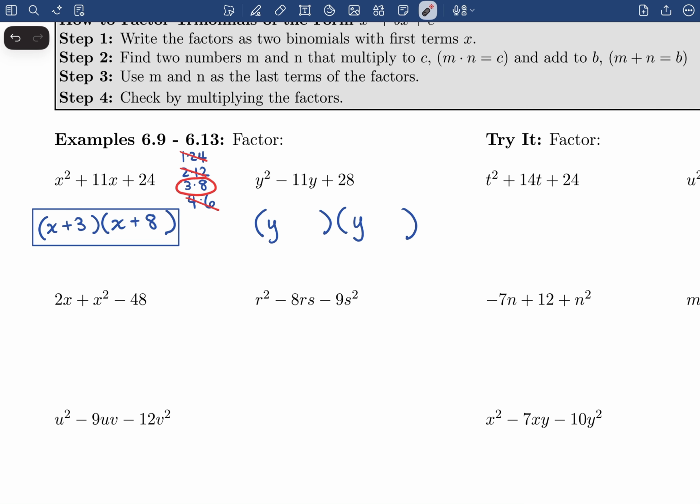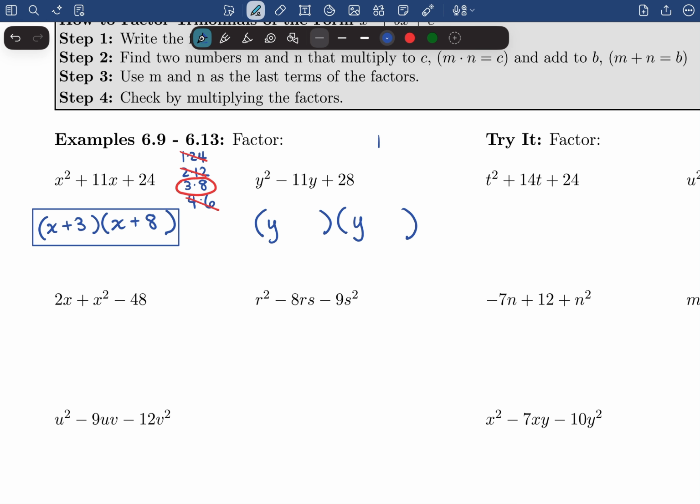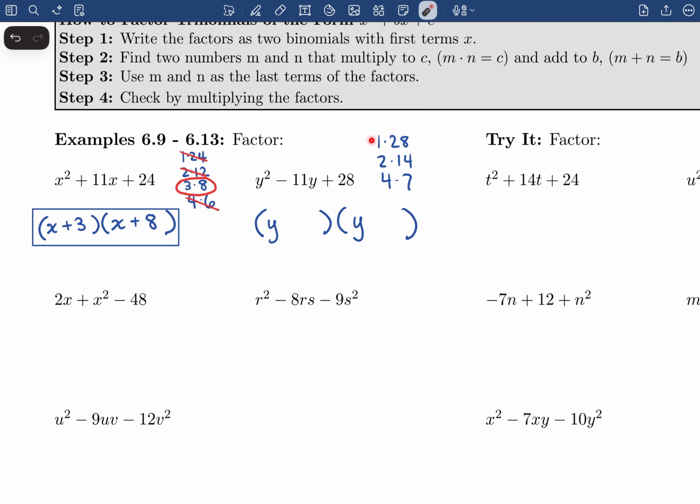Okay, and now I find all of the factors that multiply together to make 28. I'll do it in a list. I have 1 times 28, 2 times 14, 3 doesn't work, and 4 times 7. And these are all of the possible factors of 28. Now, I look at them and I say, well, which set can sum to make negative 11, the b value?